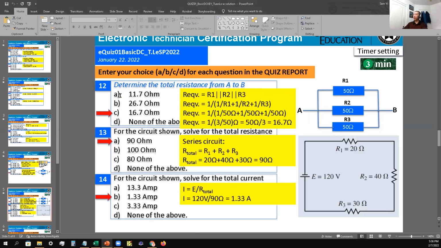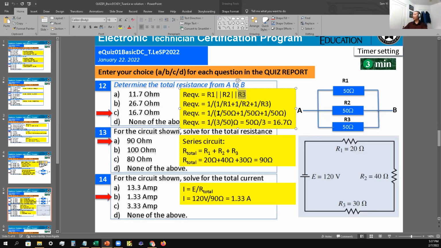Okay, number 12, determine the total resistance from A to B. Okay, so we've got three resistors in parallel, so we apply the equivalent formula. That means R1 is parallel with R2 is parallel with R3. Therefore, R equivalent is 1 divided by the quantity 1 over R1 plus 1 over R2 plus 1 over R3. You put that in and then it's 1 over 50 times 3.